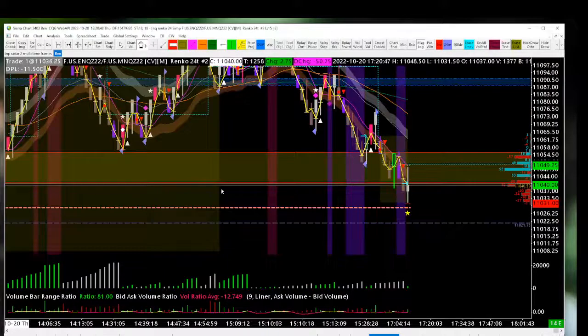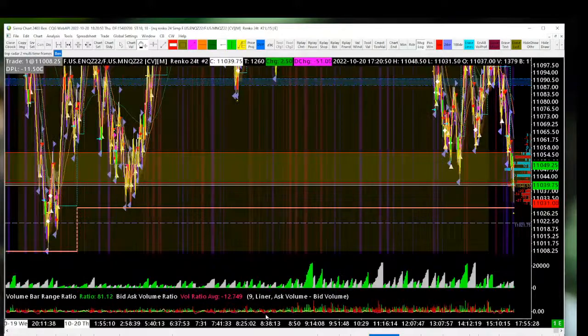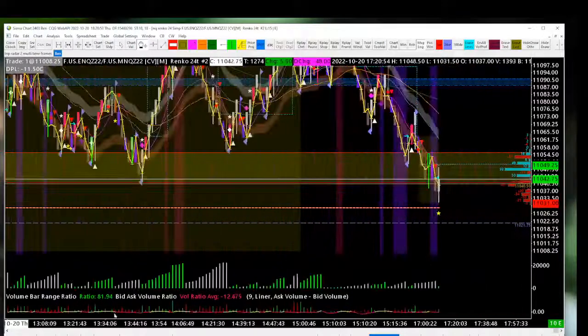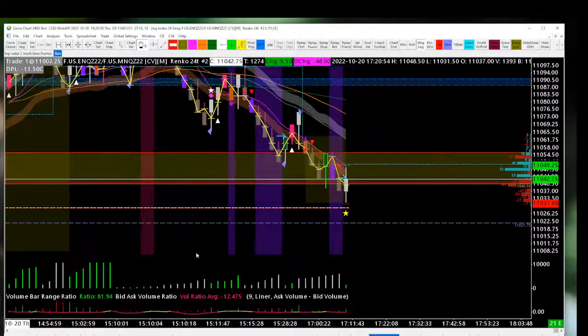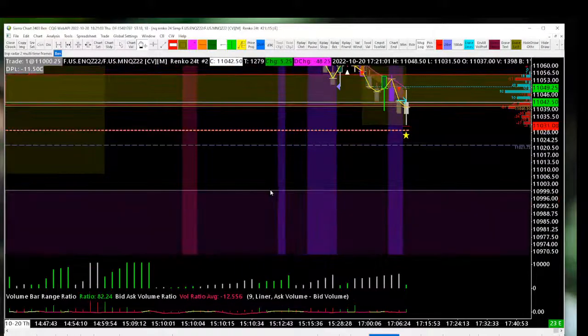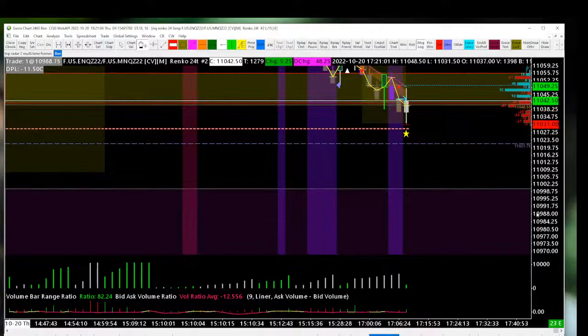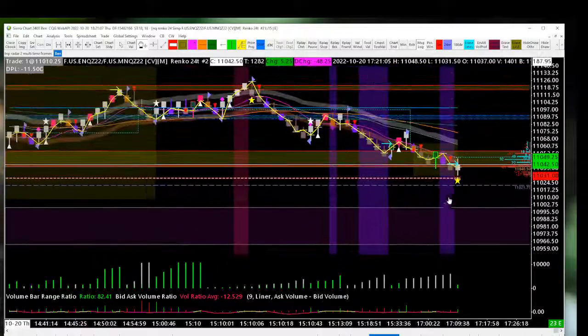Now if we get under this, remember this was support all day. Right? All day long. That was support. And we're now trading under it. So now it's Globex, so there's not a lot of trading going on. It's very liquid. But it looks to me like we're coming down to 11,000.